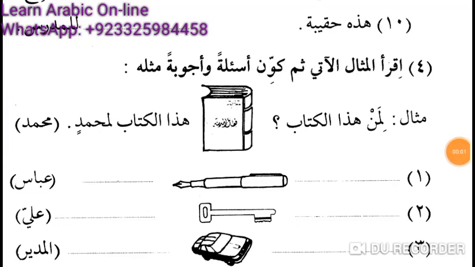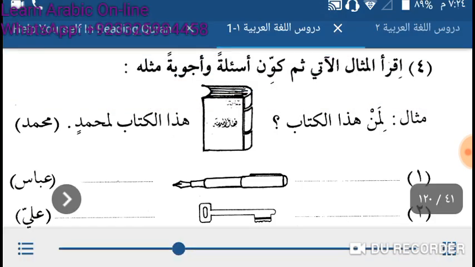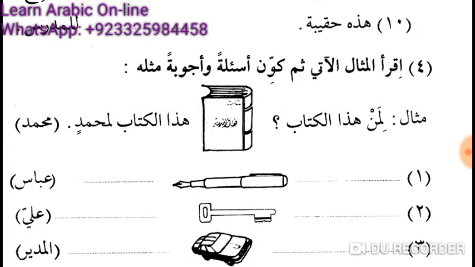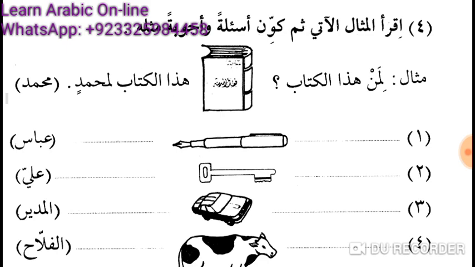Bismillah ar-Rahman ar-Rahim. Today we'll start on the book Duroos al-Lughah al-Arabiyyah, page number 41 on the PDF. Question number 4. Iqra' al-mithal al-ati thumma kawwin as'ilatan wa ajwibatan mithlahu. Read the following example, then make questions and answers like it.